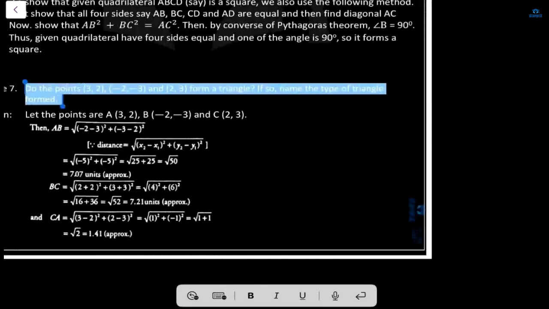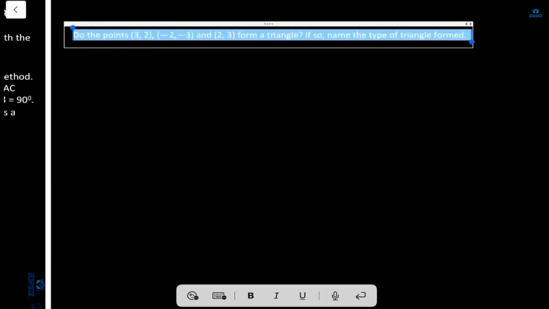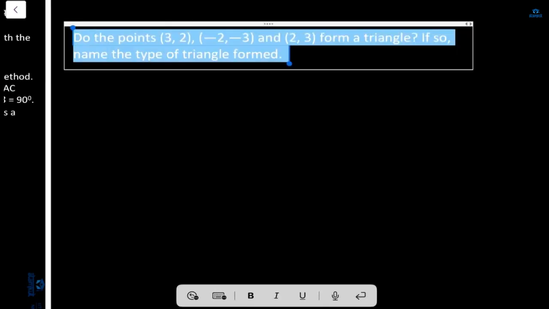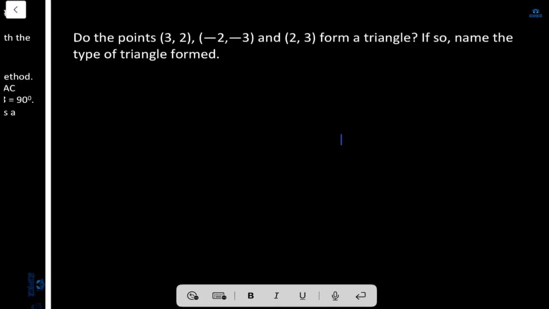Can you tell me? Ma'am, for making a triangle, we will use the Pythagoras theorem, right? Pythagoras theorem only exists for the right angle triangle, not for all triangles. Sorry. First, you have to prove that they form a triangle. Okay, time is up. You can take a screenshot of this question. Do it at home. We'll discuss tomorrow.